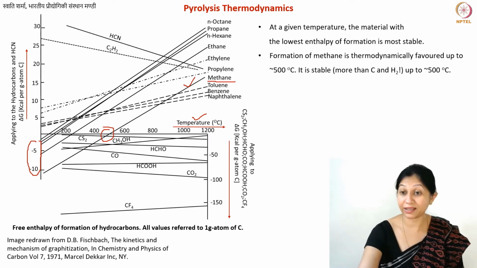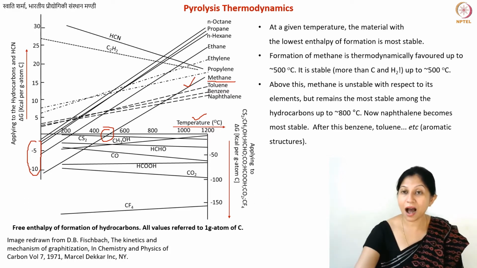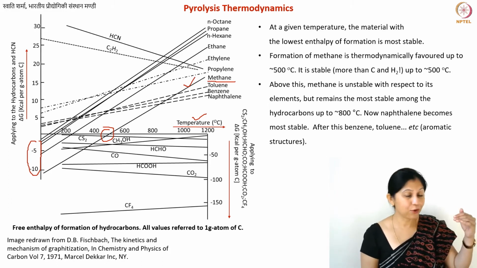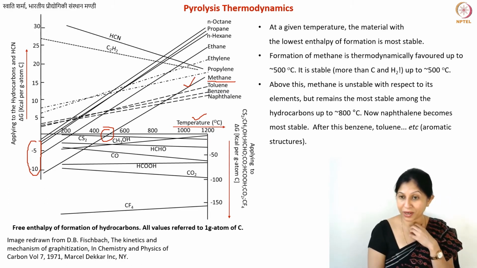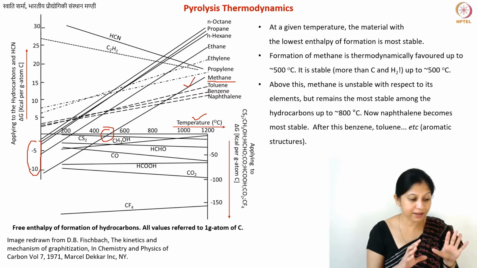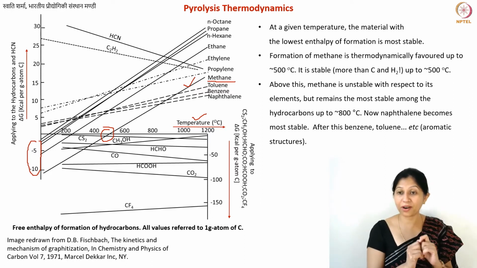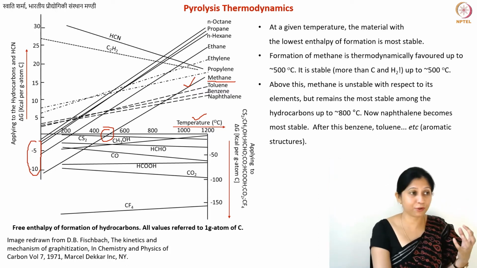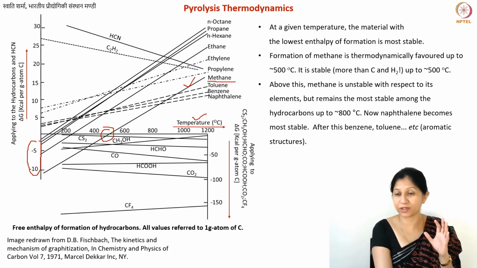Methane remains very stable. However, what happens above this temperature? Now methane becomes unstable compared to carbon and hydrogen. However, if you compare it with other hydrocarbons, it is still the most stable one. So there is a possibility that methane will split into carbon and hydrogen. However, if you are doing solid pyrolysis, polymer pyrolysis, and you have to get a hydrocarbon, then among the hydrocarbons it still remains the most stable one.